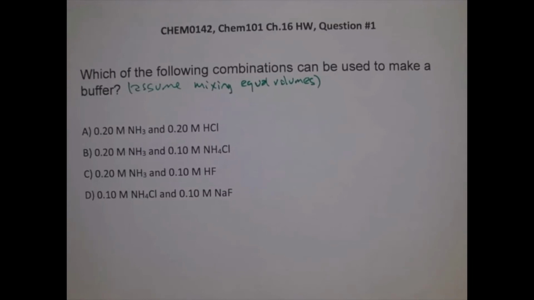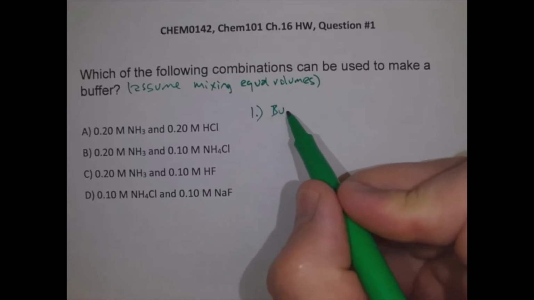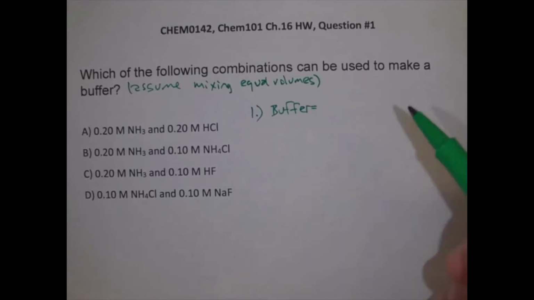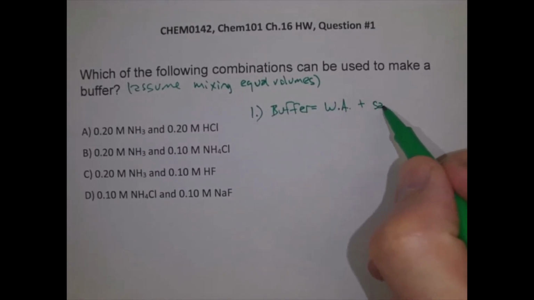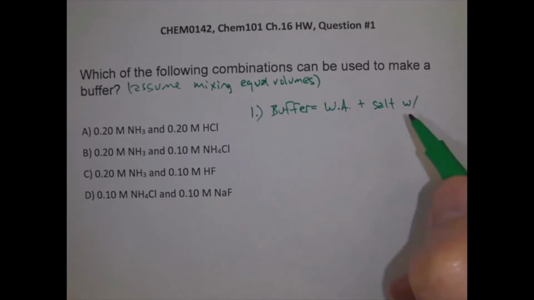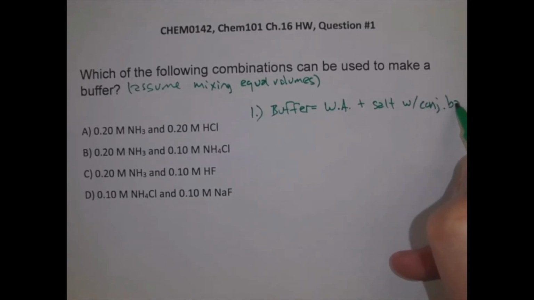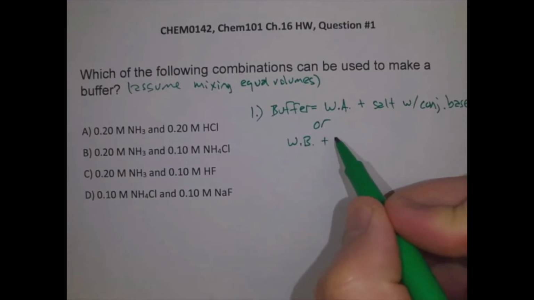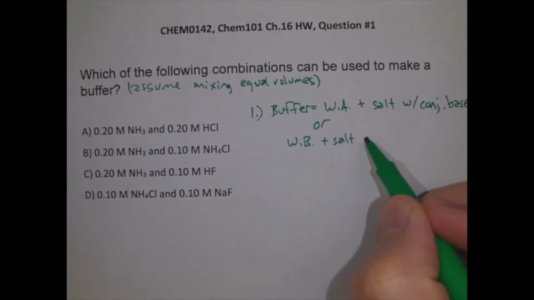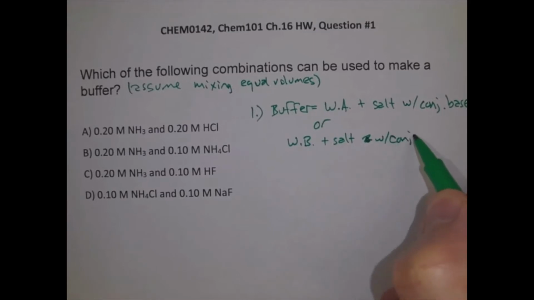And in order to set the stage, I also want to remind you, how do you make a buffer? We learned two ways to make a buffer. First of all, we can just make a mixture of a weak acid plus a salt with the conjugate base of that weak acid. Okay, so that's one way. The other way is to start with a weak base plus the salt with its conjugate acid.